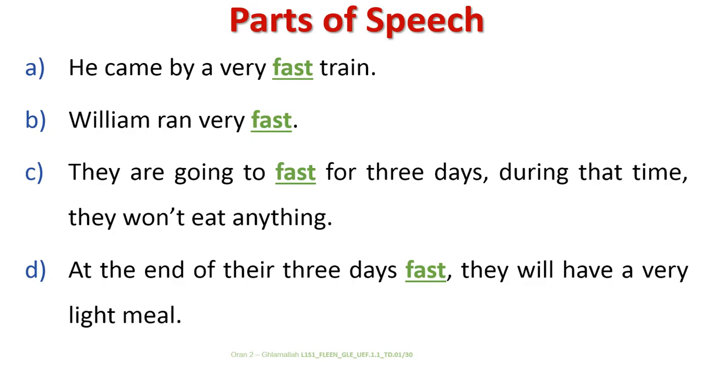As you can see in these examples, fast in sentence A describes the noun train. Here, fast is an adjective. In sentence B, fast does not describe the noun William but describes the way or the manner William ran. How did he run? He ran fast. Be careful, we do not say fastly but fast. Here, fast in sentence B is an adverb. In sentence C, it is a verb, and in sentence D, it is a noun. You can clearly see that even if the word fast has the same form in all 4 sentences, it is different from one sentence to another.